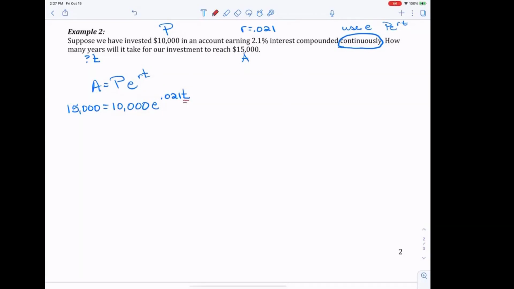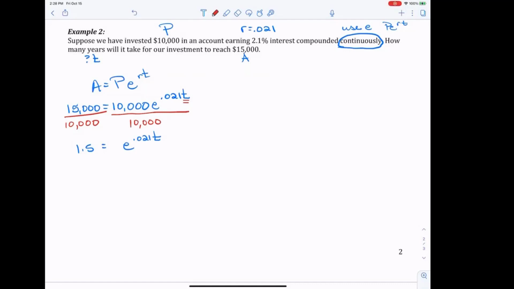Notice T is in the exponent position. That's kind of our hint that we're going to use logarithms to solve this. But we need to get the base of that exponent alone first. So we're going to divide both sides by the $10,000. That was our principal. That leaves us with 1.5 equals E to the 0.021t. And again, what we have in our toolbox to get that variable out of the exponent position is going to be logarithms.